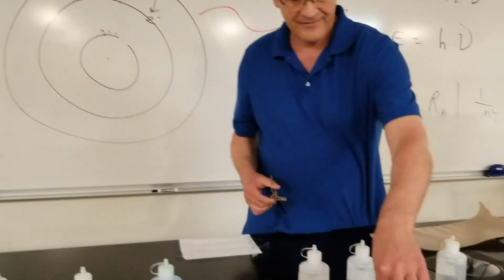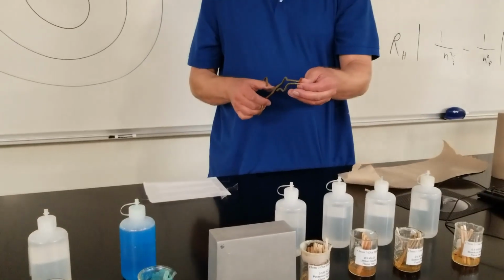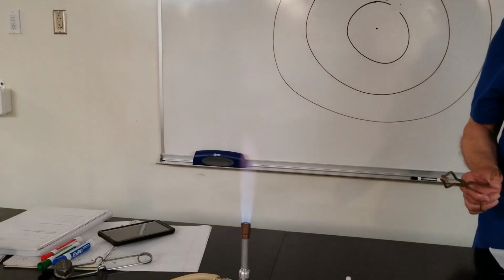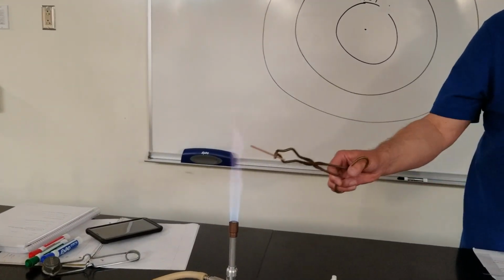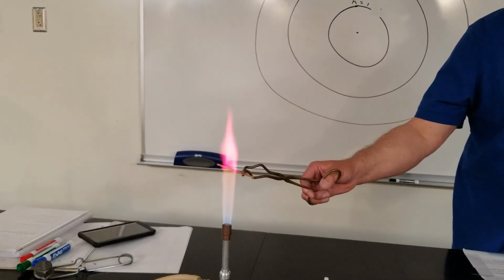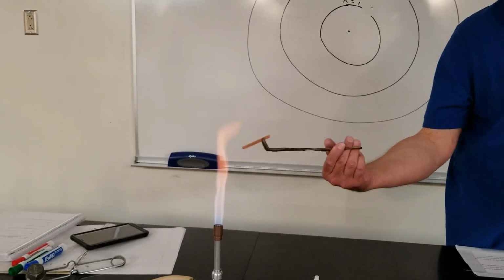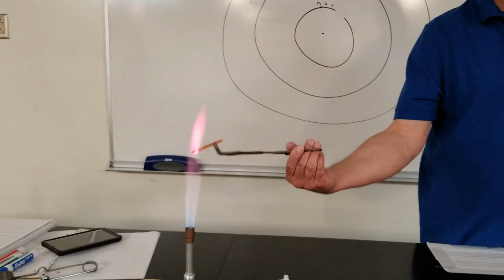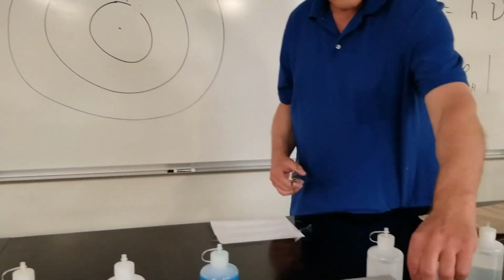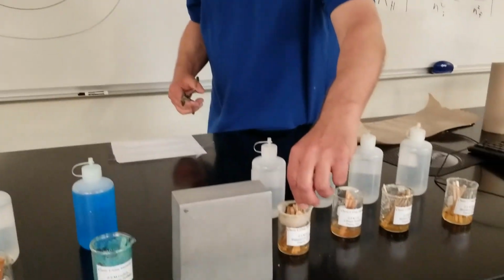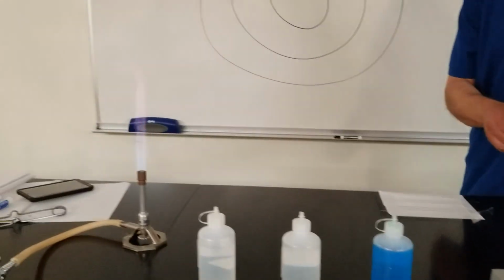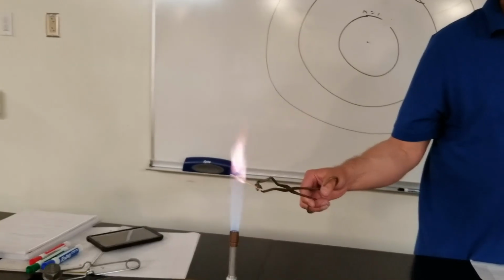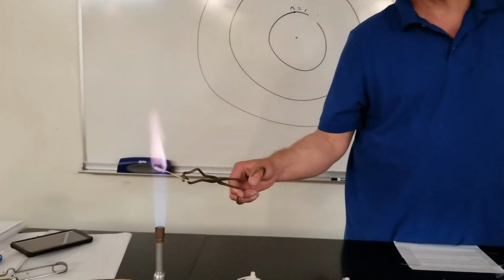And of course we have lithium. Let's see what that looks like. We can let the flame calm down a bit. Here's the characteristic color of lithium. See that kind of scarlet, almost a scarlet red. We have potassium, which is typically a nice purple, lavender. Here's our potassium.